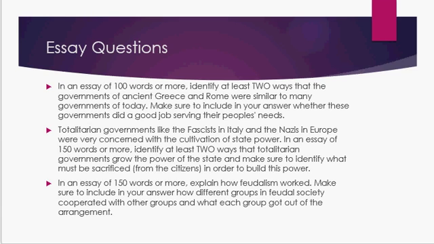In an essay of 150 words or more, explain how feudalism worked. You're going to want to talk about different groups in feudal society, so all the different roles and how they cooperated, and then what each group got out of the arrangement. So even though the serfs led a pretty dismal life, if they were out on their own and had no land and had no protection, they could easily have just died of starvation or been killed. So the serfs got protection from working the land. So even the people at the lowest part of the food chain in feudal society got something out of it, even though it wasn't ideal.